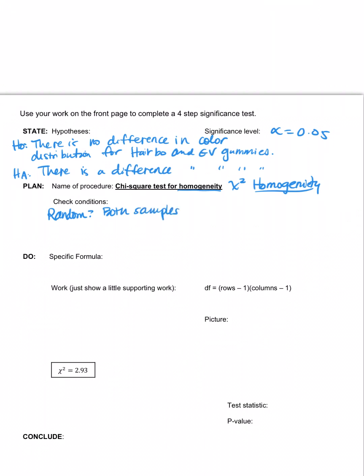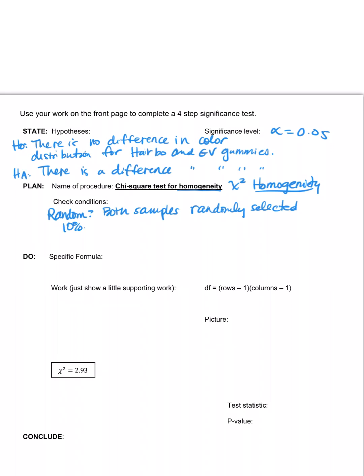So both samples randomly selected. Since we're talking 2 samples, you want to make sure you differentiate the 2. By the way, it could be up to 4 or 5 samples. It's not just limited to 2, but you would treat it all the same, okay?